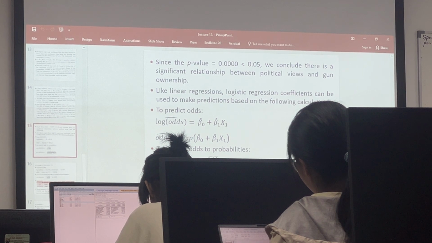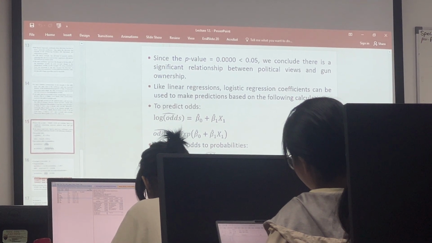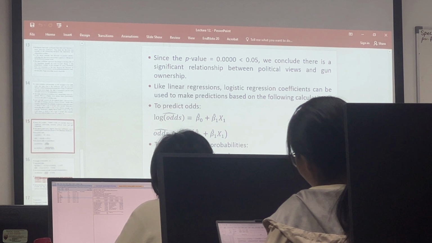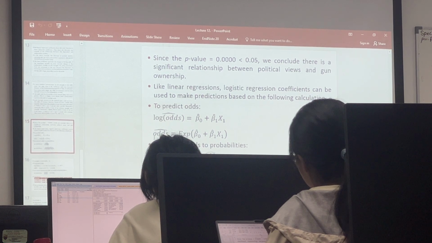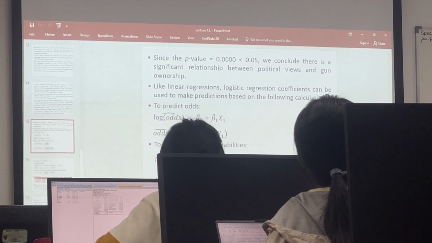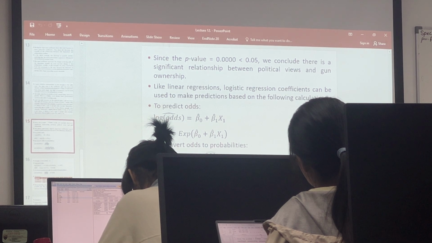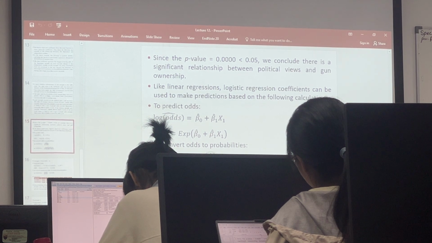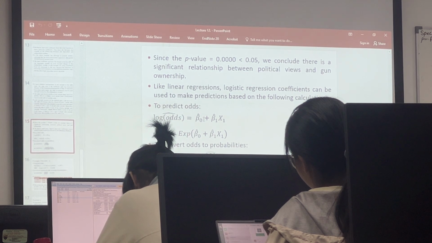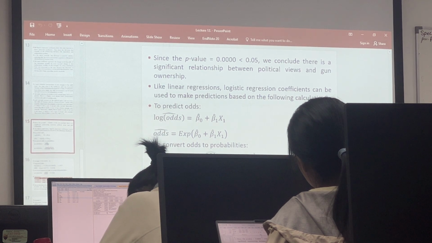And after you get this, you can convert the odds to probabilities. Once you know the odds, you can calculate the probability using the formula given earlier. After you calculate the predicted odds, you get the predicted probability using the formula odds over 1 plus odds. Or, based on the fitted value from the estimate, you can use e to the fitted value over 1 plus e to the fitted value to get the probability.